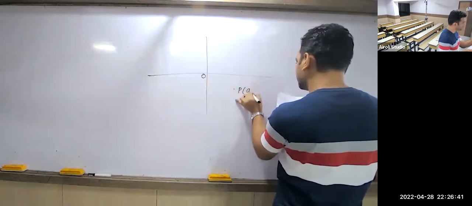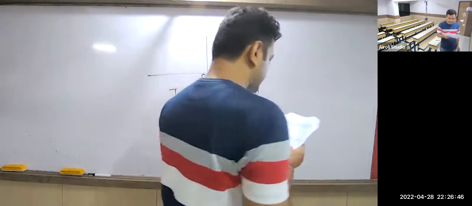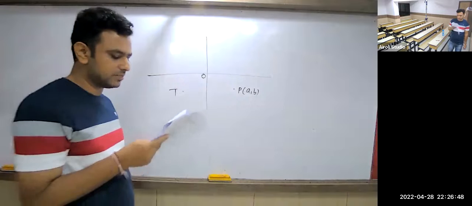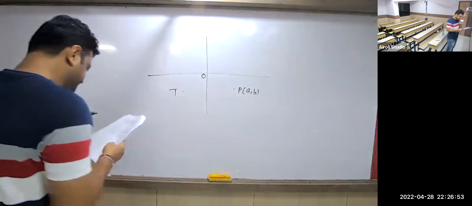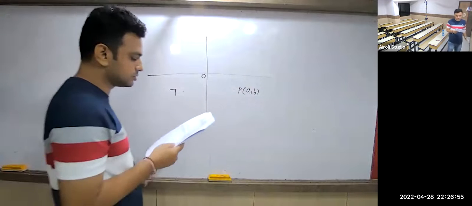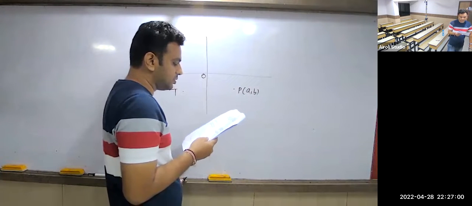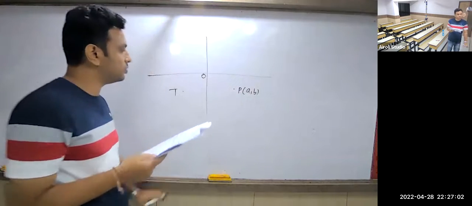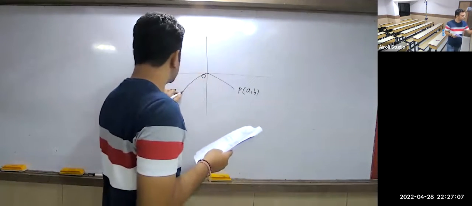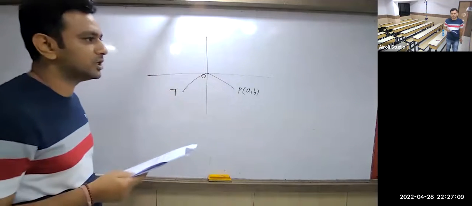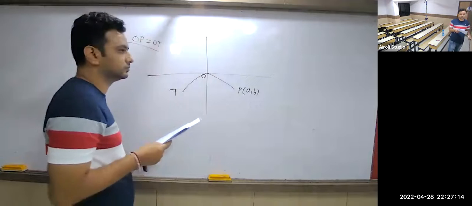Having point P (A, B) and a T. In the given figure, point T is the same distance from O as point P is from O. That means this distance and this distance are given as equal. That means OP and OT are the same.